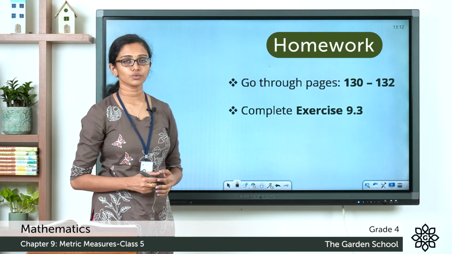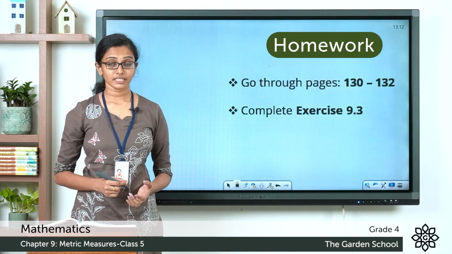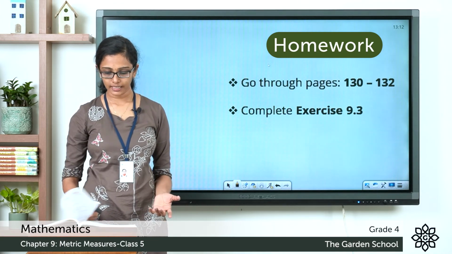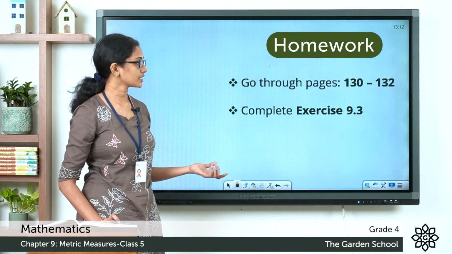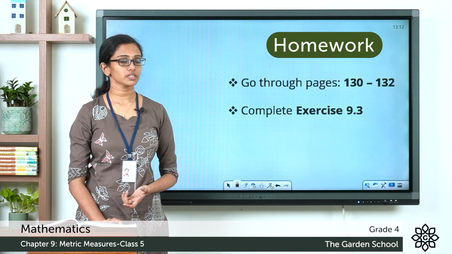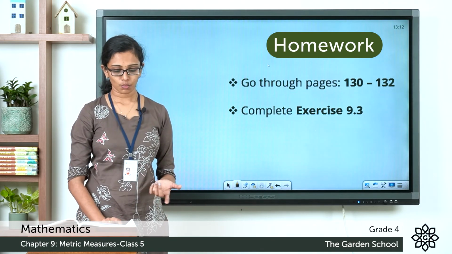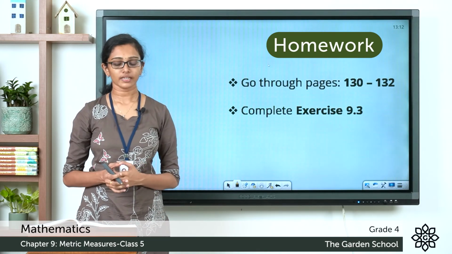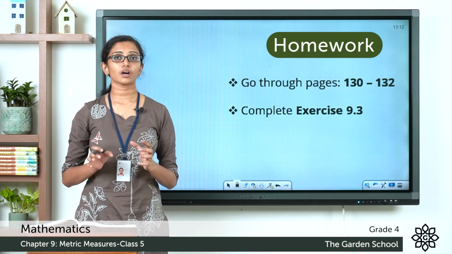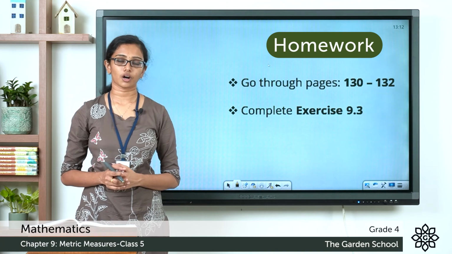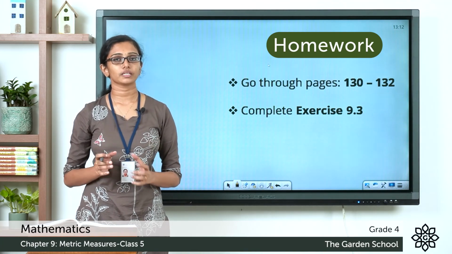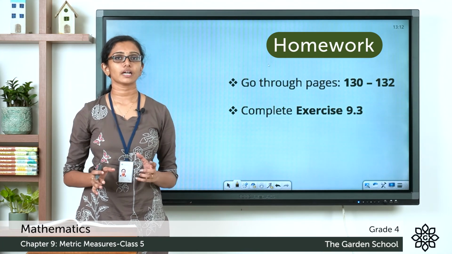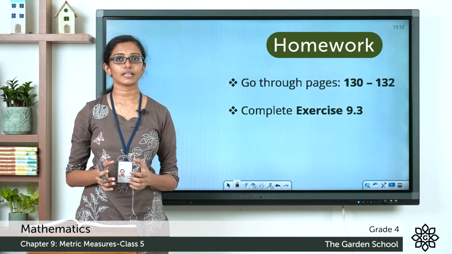Now, you have to go through this topic on pages 130 and 132. Go through all these pages, go through the topic once again, then move on to exercise 9.3. You have got a few questions there. You have to work out all these questions in your notebook and you will be very thorough with these conversions. Once you are done with it, please take a picture and send it to us on Teams.